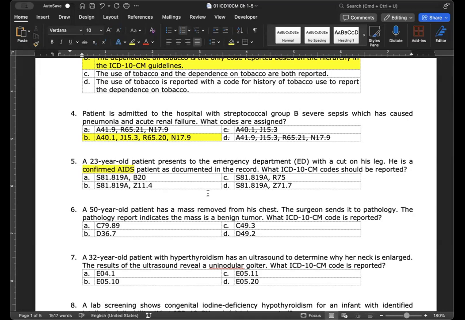B20. Yep. B20. Even if they say that it's confirmed AIDS and they are asymptomatic, should we use B20 or should we use the Z21 code if they state that they are asymptomatic? So, Kristen, you say yes, even if they're asymptomatic. Why should we always code B20 even if they're asymptomatic?